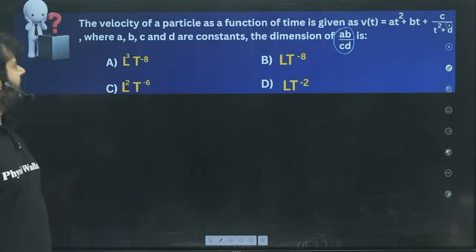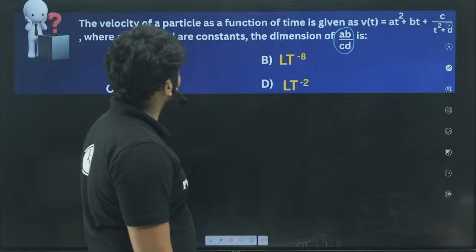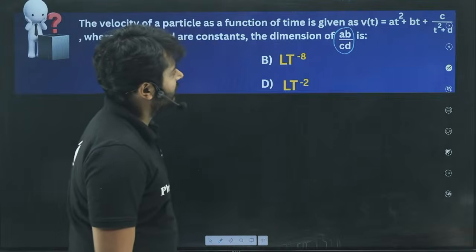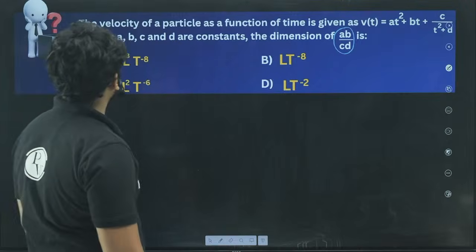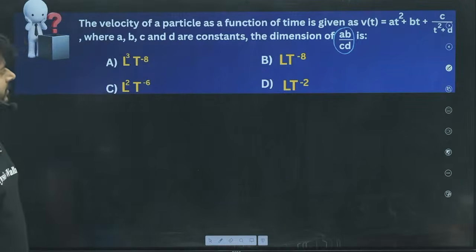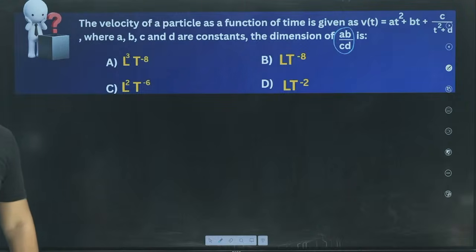Look at this question, try to answer it. The velocity of a particle as a function of time is given as at square plus bt plus c upon t square plus d, where a, b, c and d are constants. What will be the dimension of ab upon cd? This is something we have to talk about. So think about it, try to solve it yourself.